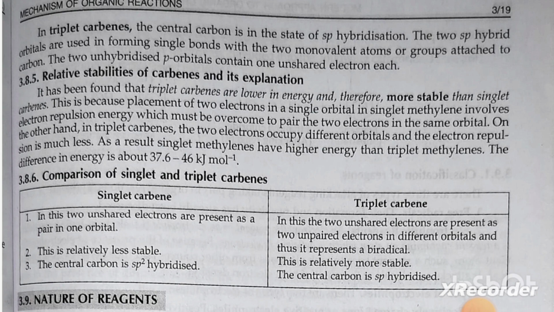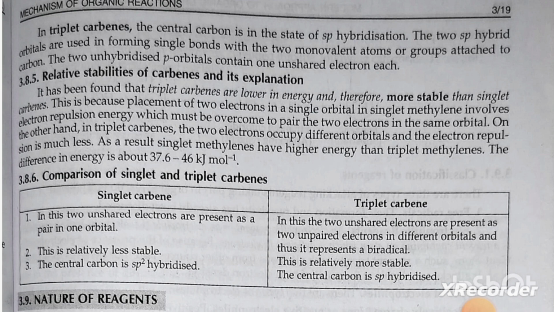Fifth, relative stabilities of carbene and its explanation. It has been found that triplet carbenes are lower in energy than, and therefore more stable than, singlet carbenes. This is because placement of two electrons in a single orbital in a singlet methylene involves electron repulsion energy which must be overcome to pair the two electrons in the same orbital. On the other hand, in triplet carbene, the two electrons occupy different orbitals and the electron repulsion is much less. As a result, singlet methylene has higher energy than triplet methylene. The difference in energy is about 37.6 to 46 kilojoule per mole.